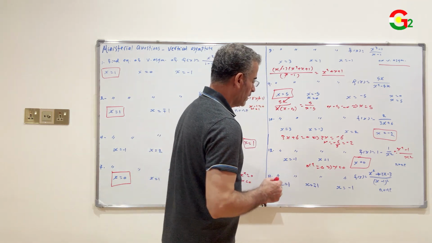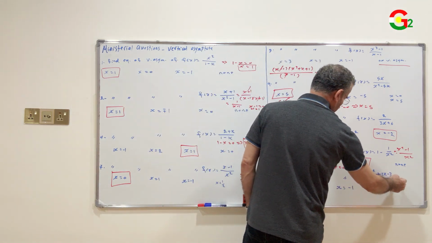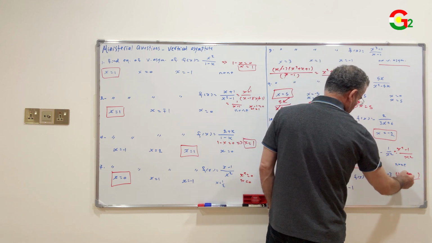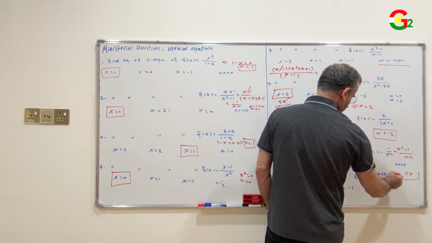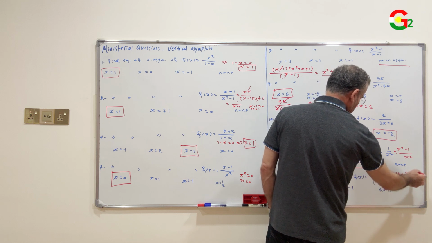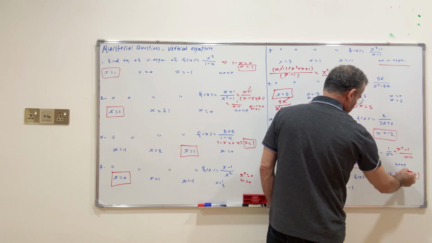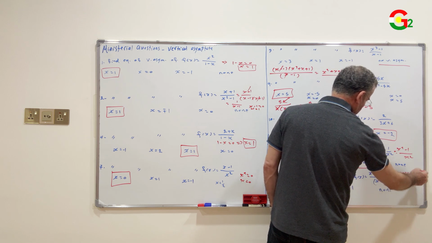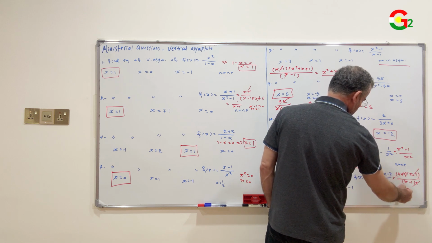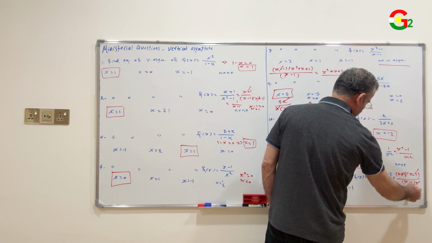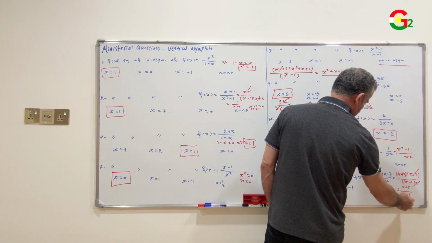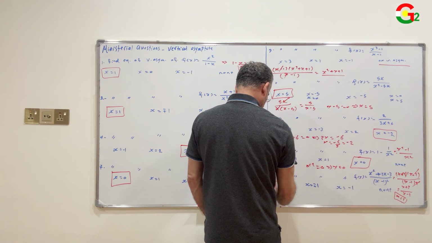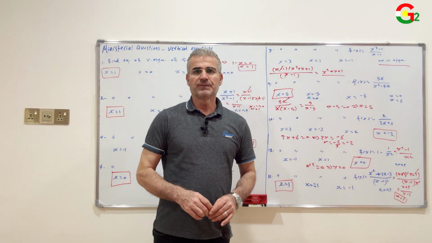Question number 13. Analyze the numerator by factoring: x plus 3 over x minus 1 squared. Reduce x minus 1 with the square. Still we have x plus 3 over x minus 1. x equal 1 is the vertical asymptote of this function.